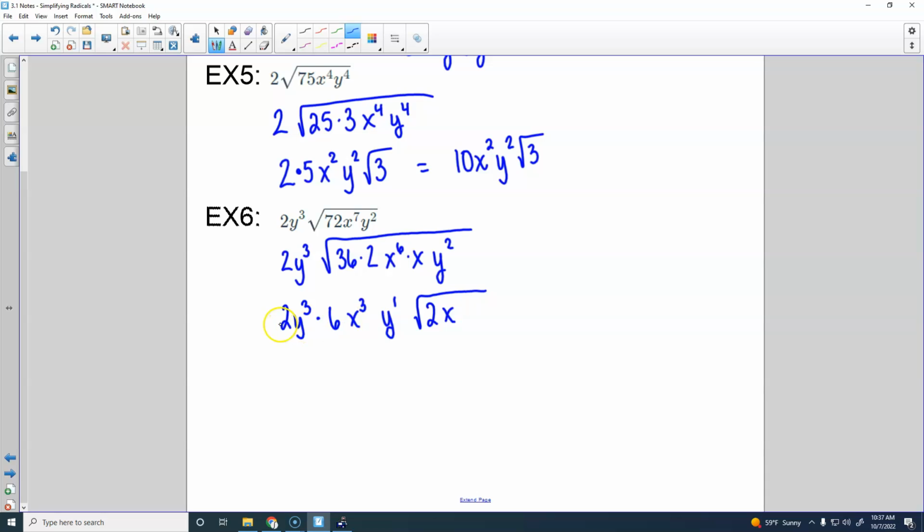And so 2 times 6 is going to give us 12. I can put that y to the 3rd with the y to the 1st. So I'm going to write it 2x to the 3rd, y to the 4th, and then the square root of 2x. It does not, make sure your exponents are the same. So the y has to have a 4 with it.